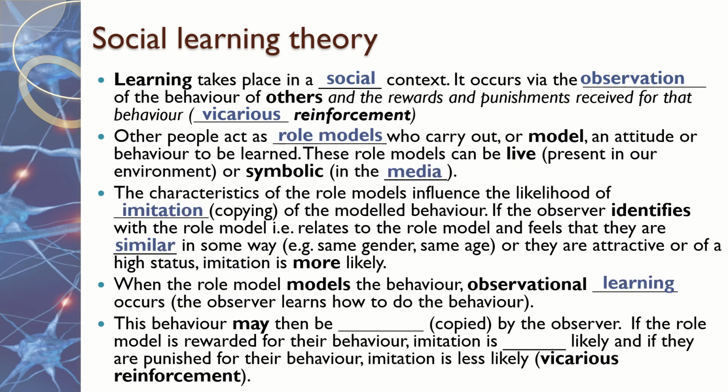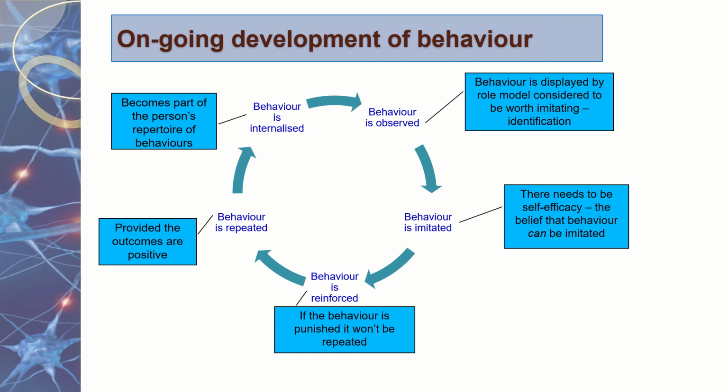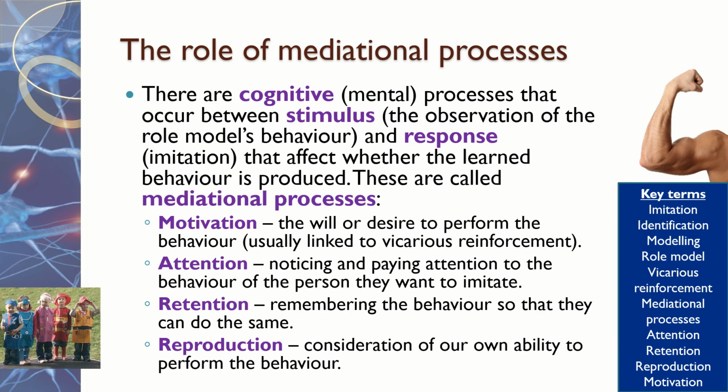So as it suggests, learning takes place in a social context, and it's all about learning through observation, and we see other people being rewarded and punished, and that helps us to decide what behaviour we will carry out. And in particular, the people who we are observing are our role models, and we imitate or copy the behaviour of the role model, but we'll only copy people who we identify with, who have some similar characteristic or trait as us. So it's kind of an ongoing cycle. We've got the idea that the behaviour is observed, imitated, reinforced, and then we repeat it all over again. So we're going around in a cycle, and that's how we learn.